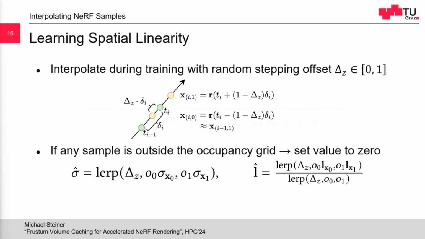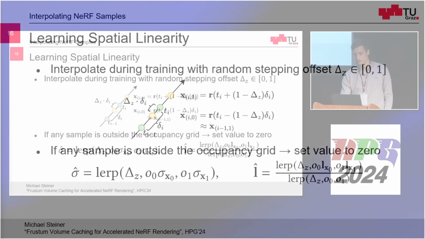So to induce spatial linearity during training, we shift training rays by a random stepping offset in Z direction and interpolate each actual sample from 2 shifted samples. If one of those samples is outside the occupancy grid, its interpolation value is set to 0. This behavior effectively simulates the same interpolation scheme later employed during cache retrievals.